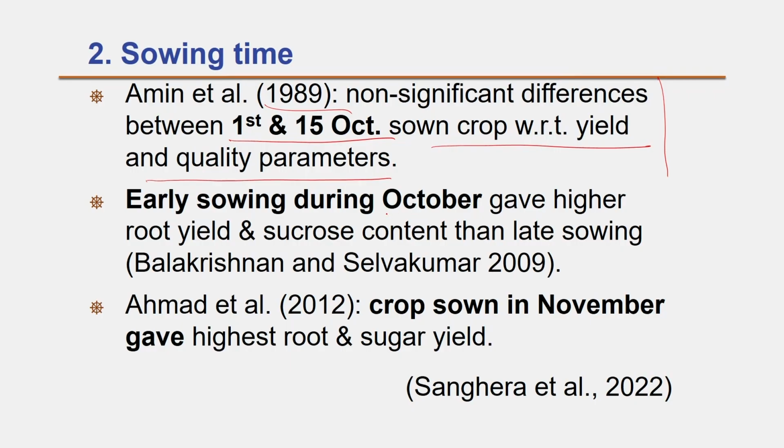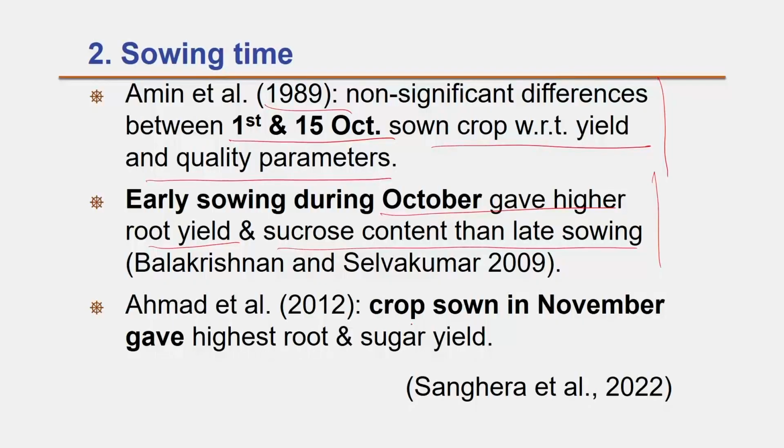Early sowing during October gave higher root yield and sucrose content than late sowing. The same was supported by Balakrishnan and Selva Kumar, that early sowing during October was better for higher yield as well as sugar content. Ahmed, 2012, found that crops sown in November gave highest root and sugar yield. So it depends upon location.